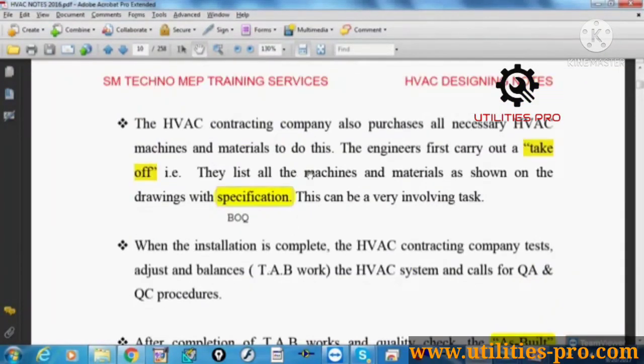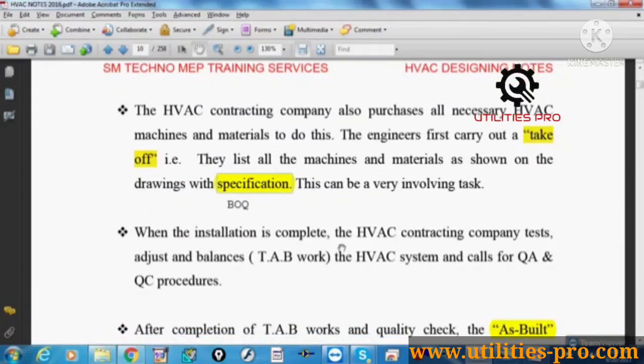Next, installation. Think that the drawing is ready, the shop drawing is ready, then the contractors and subcontractors are on site, and the metal takeoff is also sent, for example. Now think that installation is done. How to deal with the installation? We have a separate topic at the time of ducting, piping, etc. This is just an overview. So when the installation is complete, the HVAC contracting company does test, adjust and balance as the next task. In short, we can call it TAB work.